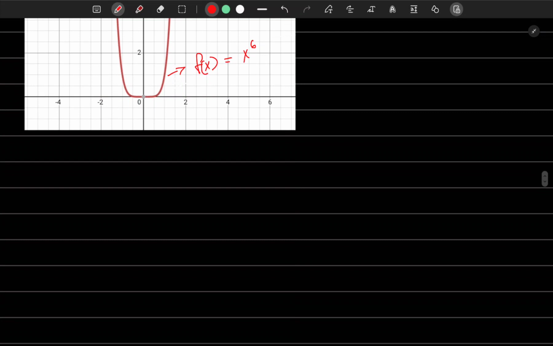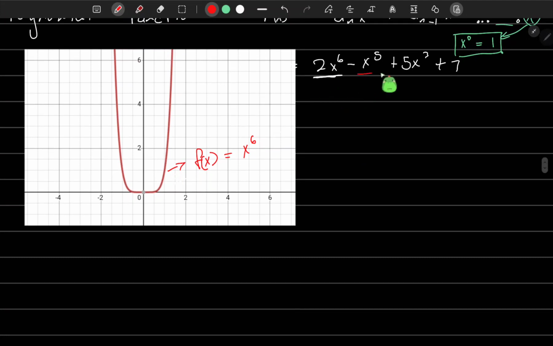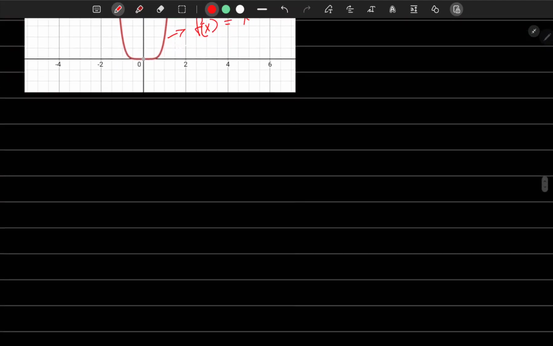So let's talk about other types of functions. So this is a polynomial function because it has some degrees and it has all of these constants that are coming after it. But in actuality, this is also under a family of functions called power functions. So let's talk about those.